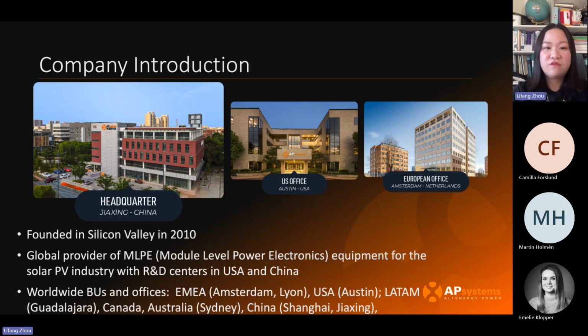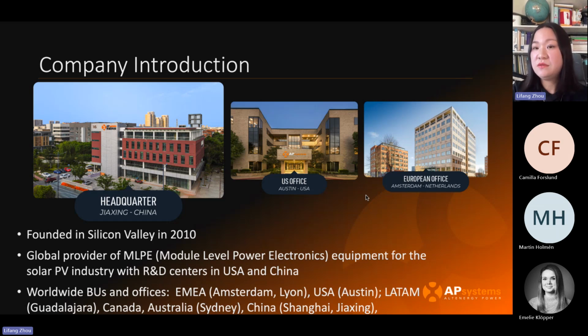APsystems was founded in 2010, almost 14 years ago, in Silicon Valley in the United States. We are a microinverter manufacturer. We have manufacturing in China and also in Taiwan, but our R&D center is located in San Jose in the United States. So in short, APsystems products are designed in the United States but produced outside the United States.